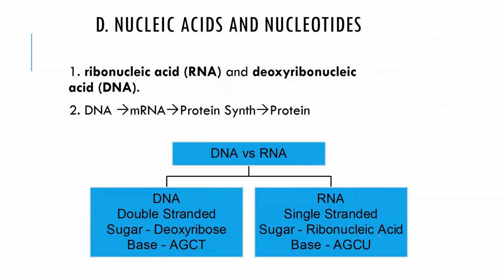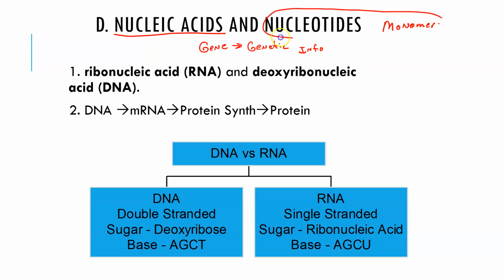Now, the fourth group right here are known as nucleic acids. Okay? Nucleic acids are really here more for your genes, and this is how you pass on your genetic information. Now, remember again how I was using the word monomer, right? What is the building block? Well, the monomer of a nucleic acid is known as a nucleotide.